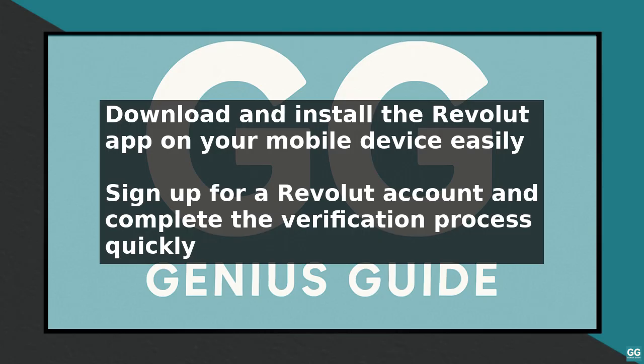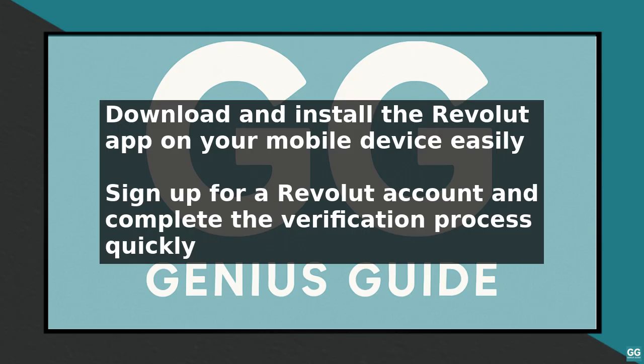First, you need to download and install the Revolut app on your mobile device. Once installed, sign up for a Revolut account and go through the verification process. After your account is verified, navigate to the investing section of the app.